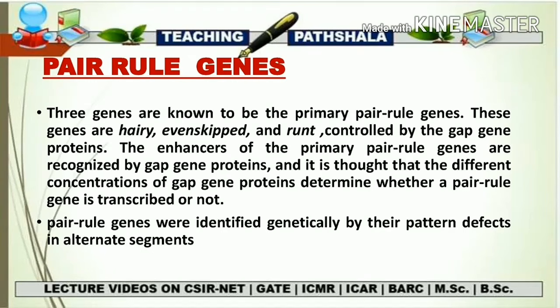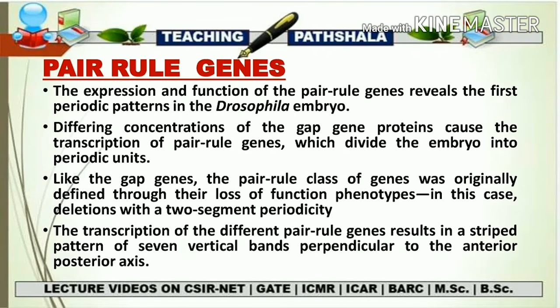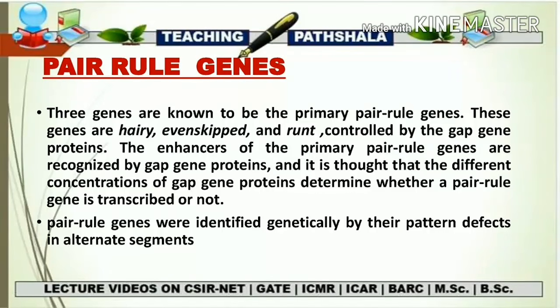Next point is that 3 genes are known to be the primary pair rule genes, and these 3 genes are hairy, even skipped and runt, and they are controlled by the gap gene proteins. The pair rule genes were identified genetically by their pattern defect in an alternate segment. Mainly these pair rule genes make stripes in the overall embryo, that is the embryo of Drosophila, and they were identified with the defect in that alternate segment or alternate stripes.